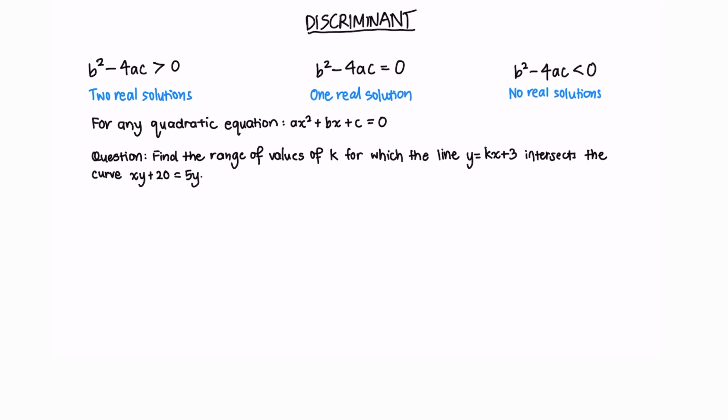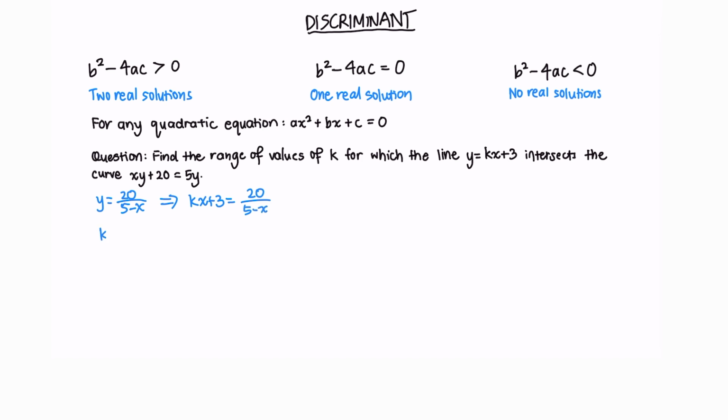The curve xy plus 20 equals 5y. So let's isolate the y onto one side. We have 5y minus xy, which means that y equals 20 over 5 minus x. That's the equation of your curve. And we know if y equals kx plus 3 intersects this curve, that means we can equate the y together. So we can take kx plus 3 equals 20 over 5 minus x.